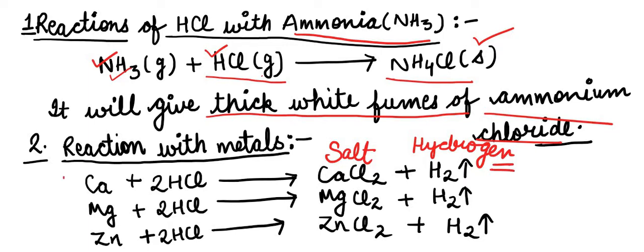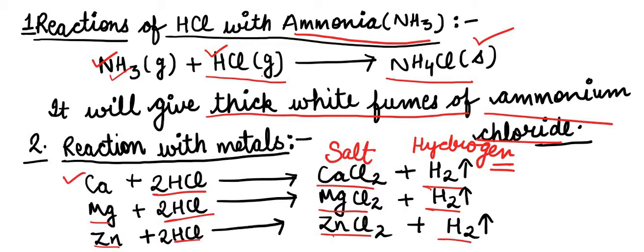For example, calcium combines with 2HCl, it will give you CaCl2 plus H2 released. Magnesium combined with 2HCl gives you MgCl2, H2 is released. The next one is zinc plus 2HCl, it will give you ZnCl2 plus H2 released. So this is the process.